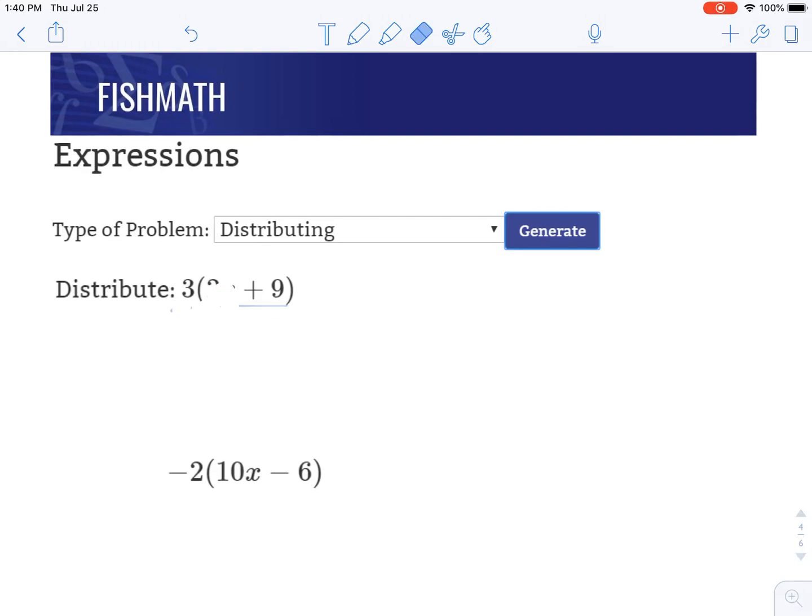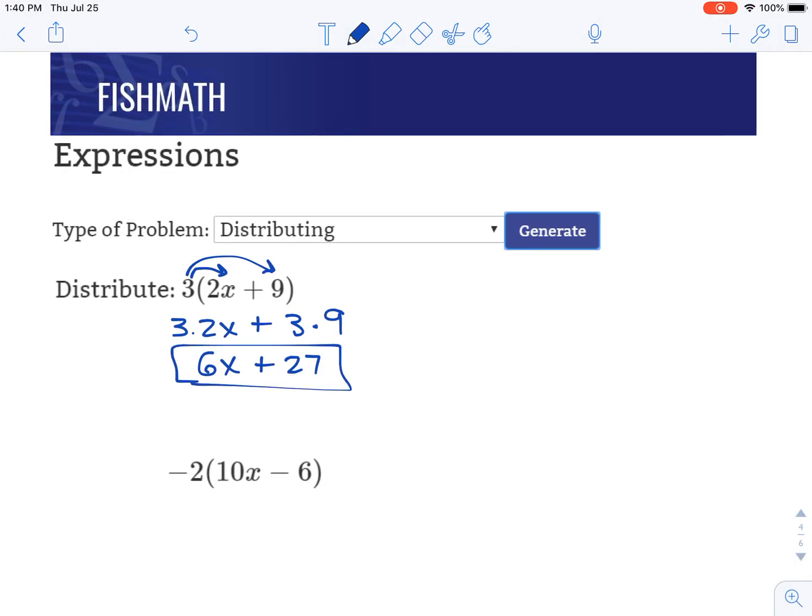To get into expanded form, we're going to get rid of the parentheses by distributing that 3 into everything. So the 3 needs to get multiplied to the 2x first. So 3 times 2x. And then we're going to do 3 times the positive 9, so plus 3 times 9. And then we're just going to get the answer off of this. So 3 times 2x would be 6x, 3 times 9 would be 27, and we're done. 6x plus 27 would be the entire expression.